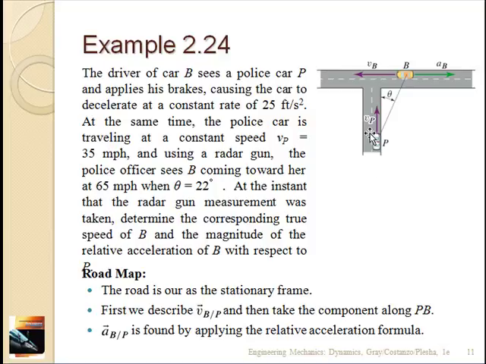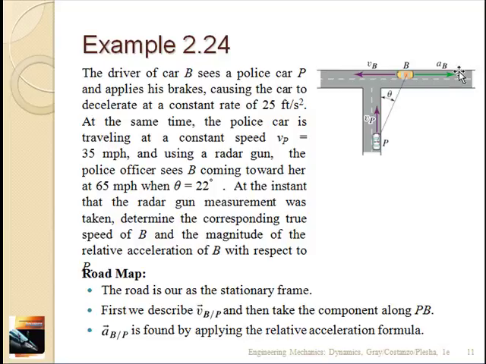The police car is traveling at 35 miles per hour constant, and using this radar gun, they measure your speed at 65 miles an hour when theta, this angle between the vertical and the line between the two cars, is 22 degrees. The question is, how fast are you really going relative to the stationary ground?